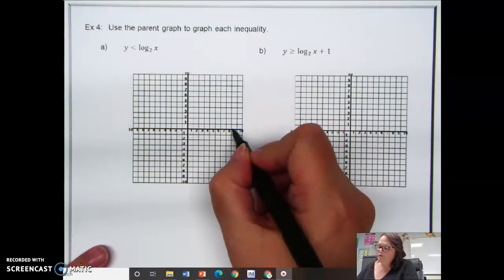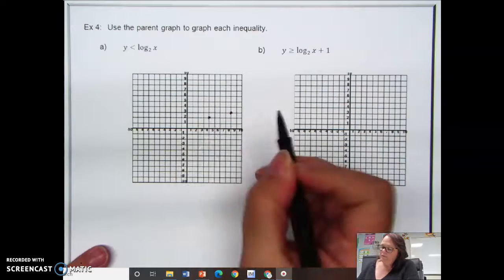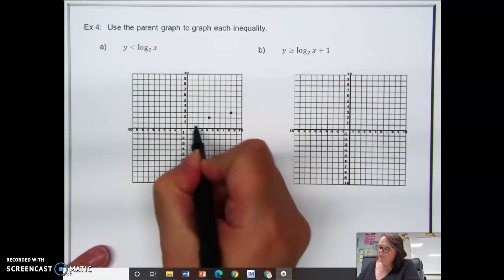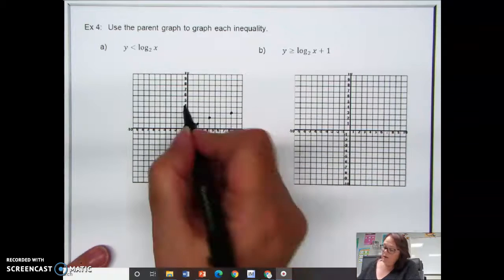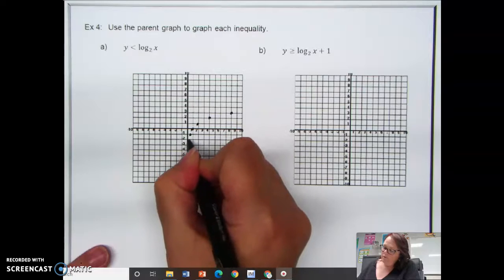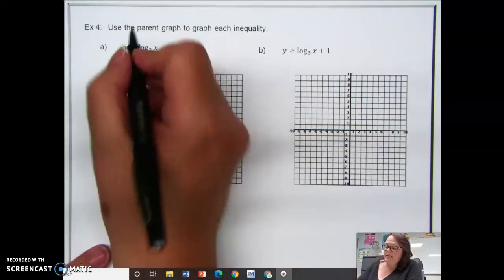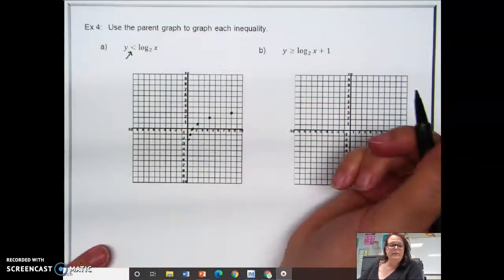So what power of 2 gives me 8? That's 3. What power of 2 gives me 4? That's 2. What power of 2 gives me 2? So that's to the first power. What power of 2 gives me 1? That's 0. 1/2 is -1. 1/4 is -2. And then before I start filling it in, notice this says strictly less than.